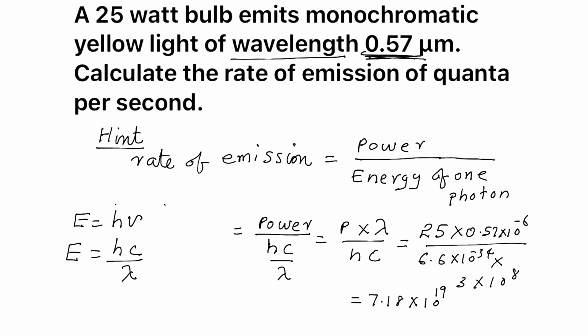Okay. Now what is the unit? See, rate of emission means number of photons per second. So what is the unit? Second inverse, right? It's just like frequency. So remember, if they give power and ask rate of emission, don't waste time, directly write this equation, okay? Then substitute and you will be getting the answer. Hope all of you understand.